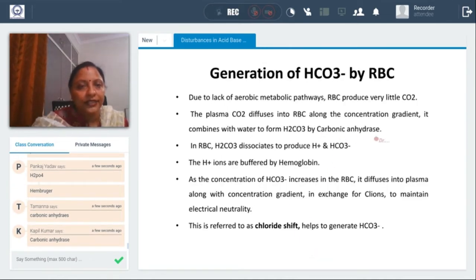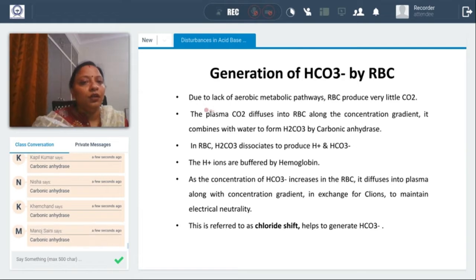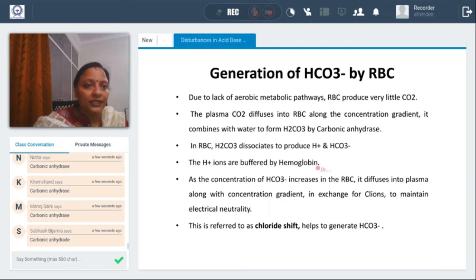So carbonic anhydrase. Due to lack of aerobic metabolic pathway, RBC produce very little CO2. The plasma CO2 diffuses into RBC along the concentration gradient. It combines with water to form H2CO3, that is carbonic acid, as I told earlier, by the enzyme carbonic anhydrase in this RBC. In RBC, H2CO3 dissociates to produce H plus and HCO3 minus. The H plus ions are buffered by hemoglobin, as I told earlier.